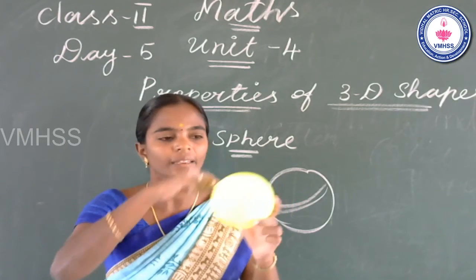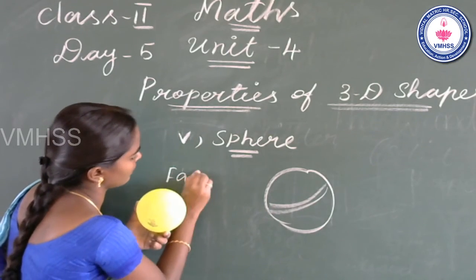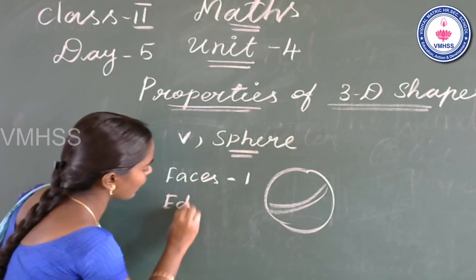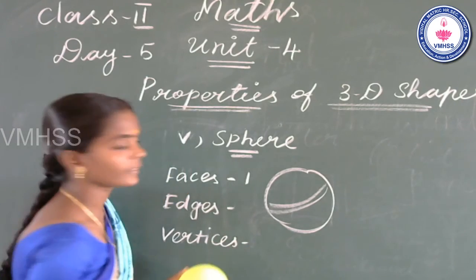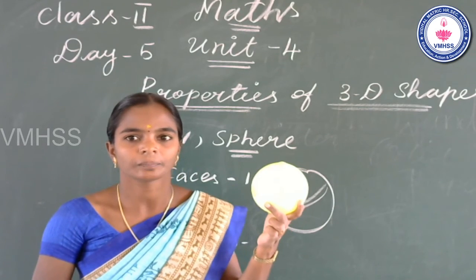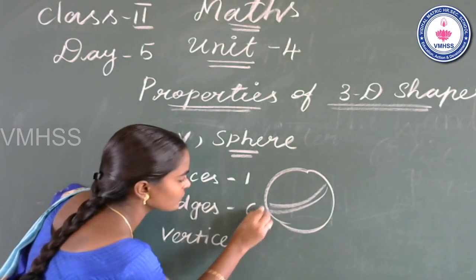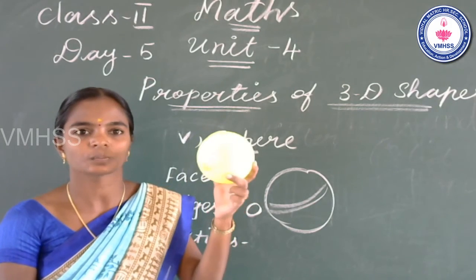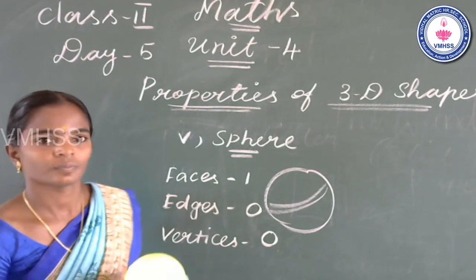Faces: only 1 curved face. So faces 1. Next we will count the edges, next vertices. Students listen here. How many edges in a sphere shape? No edges. So 0. Next vertex. How many vertices? No. So vertices 0.